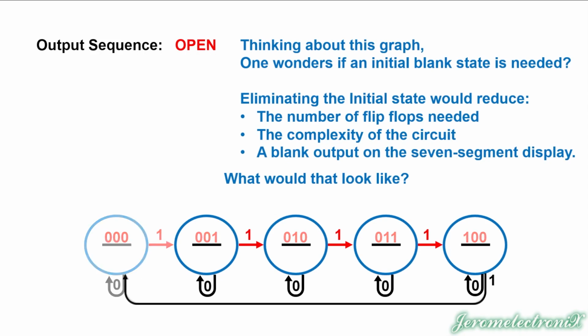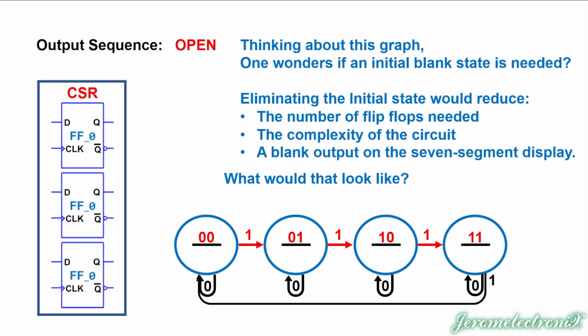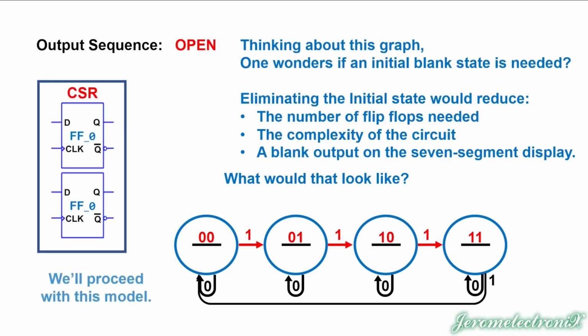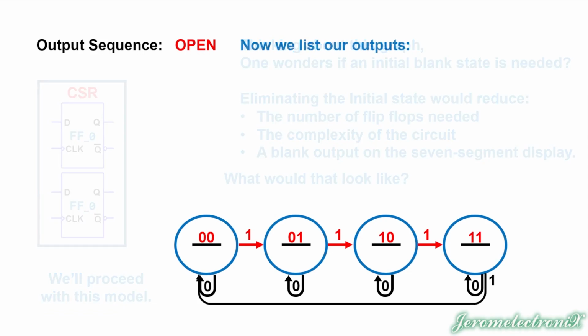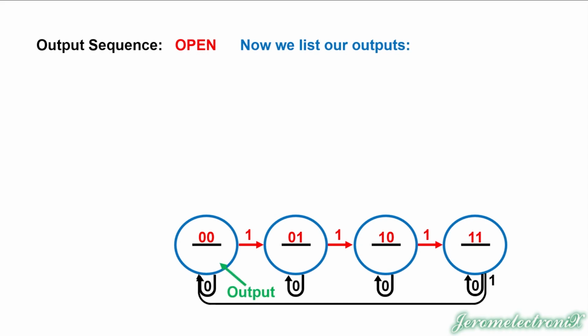And so what would that look like? Well, that just means we're taking off that first state. Now, there is our state graph. That means it only needs 2 flip-flops to be fed, and we're going to proceed with this model. The output is going to be not 1s if we're successful and 0s if we're not. This time the output is going to be letters O, P, E, and N.